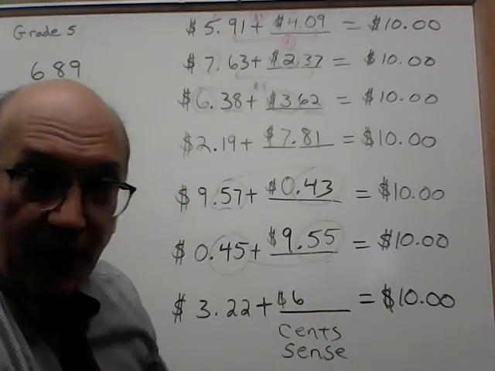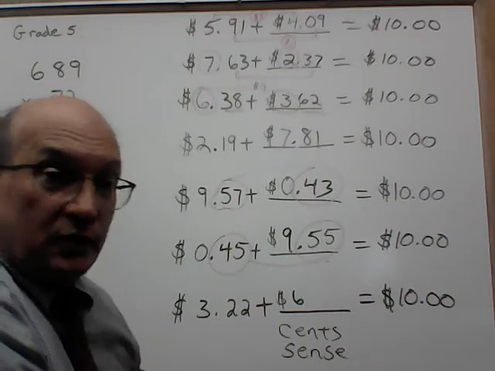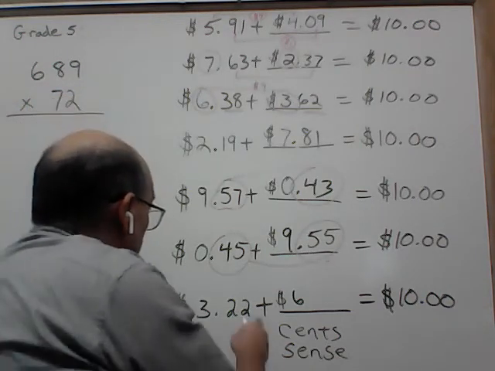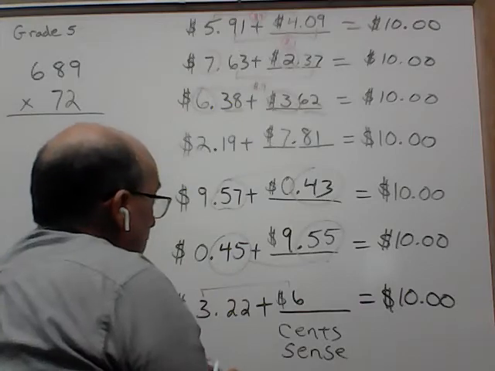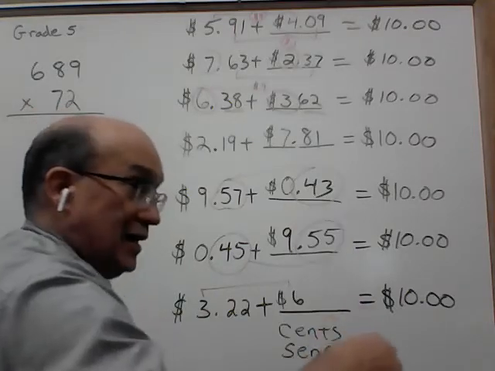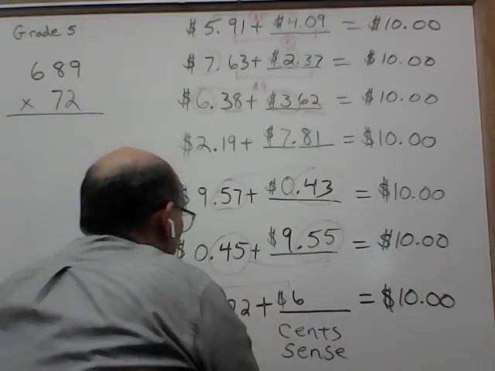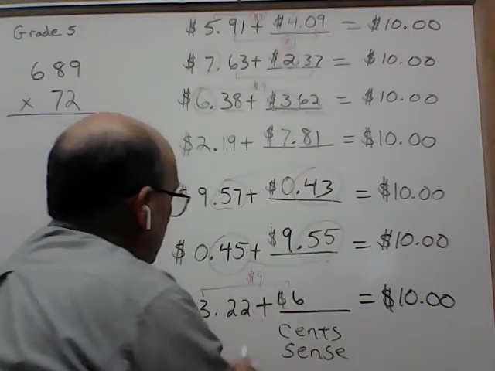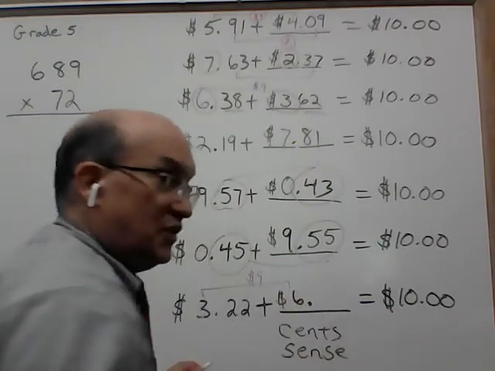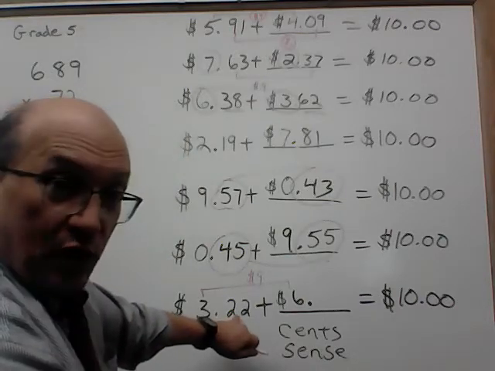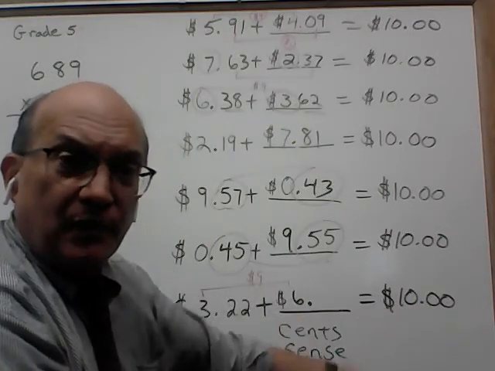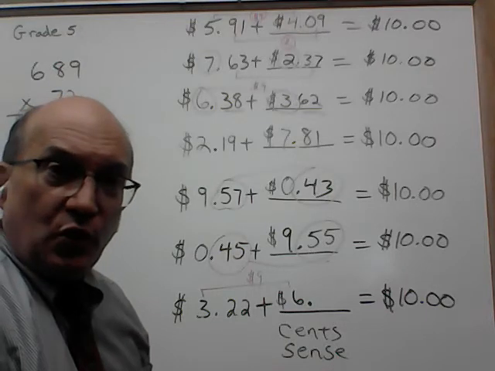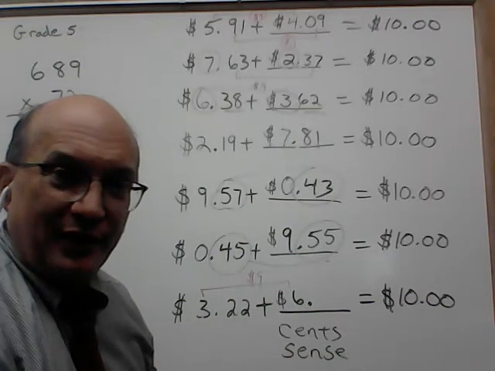$6. You'll get back $6 plus some coins. Why $6? Because the way I've asked you to look at this, they make $9. $9 plus $1 is $10. So we've got the $9 here with the 3 and the 6. So now we need some cents that will add with 22 cents to make 100 cents. What do you add to 22 to make 100?